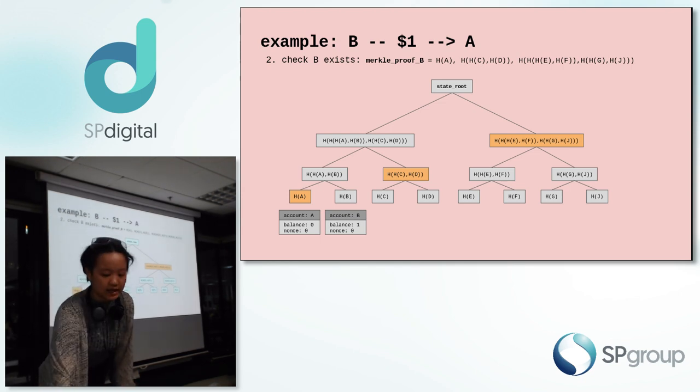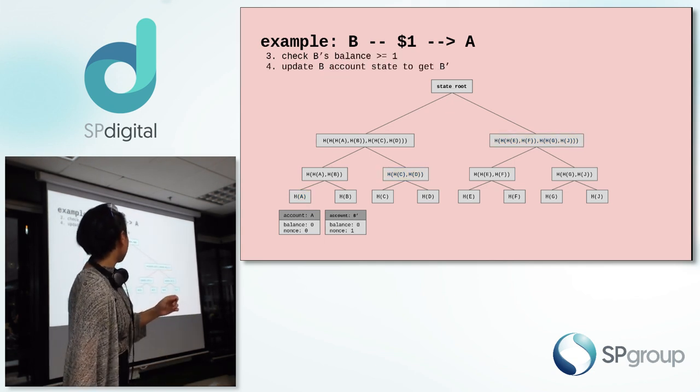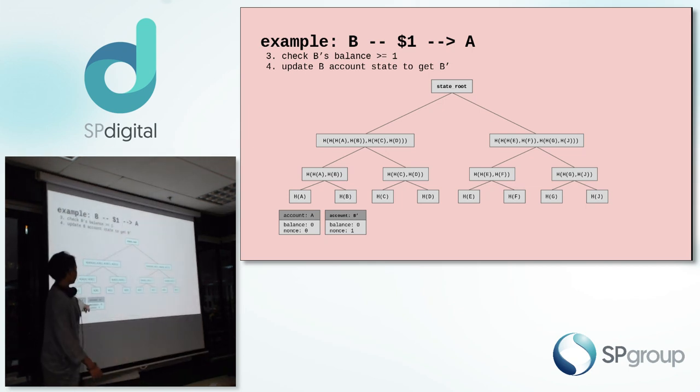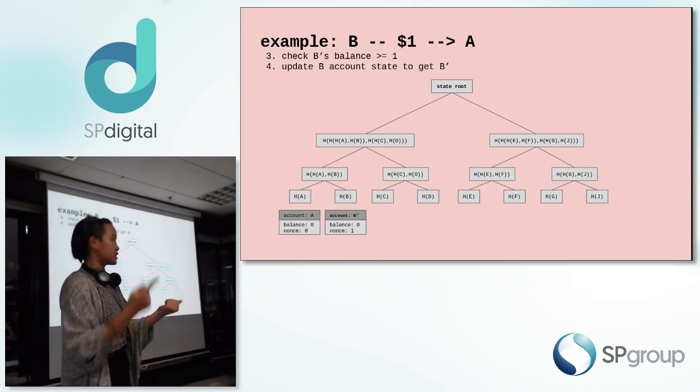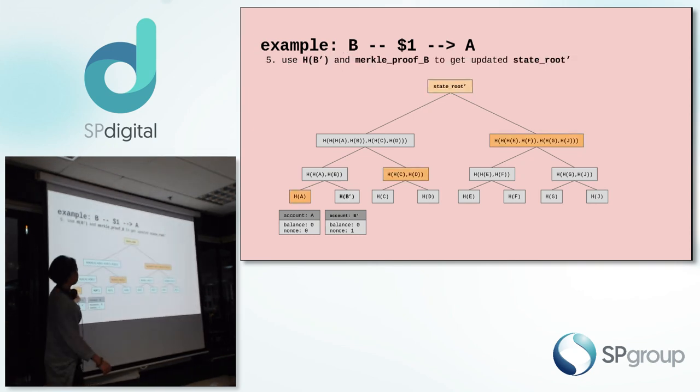So we're convinced that B has signed a transaction and that this account actually exists, and we can move on and go ahead and update the state of B. We debit $1 from B's balance, and we increase the nonce of this account, so it's made one transaction. Then we use the exact same path to alter the state root, to reflect that the state of B has changed, and we get a new state root.